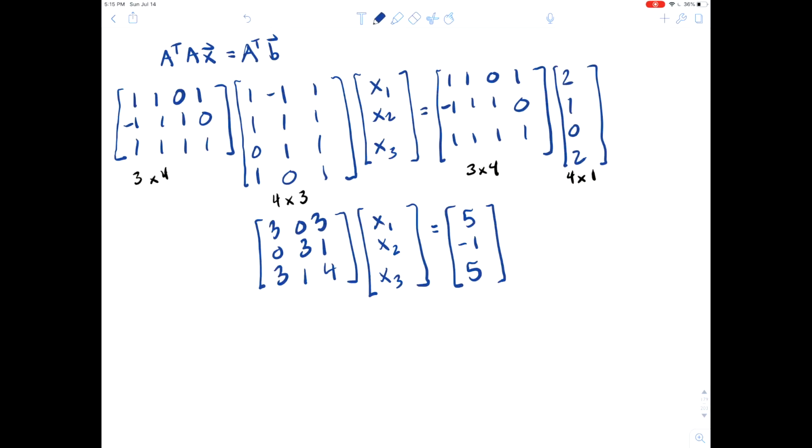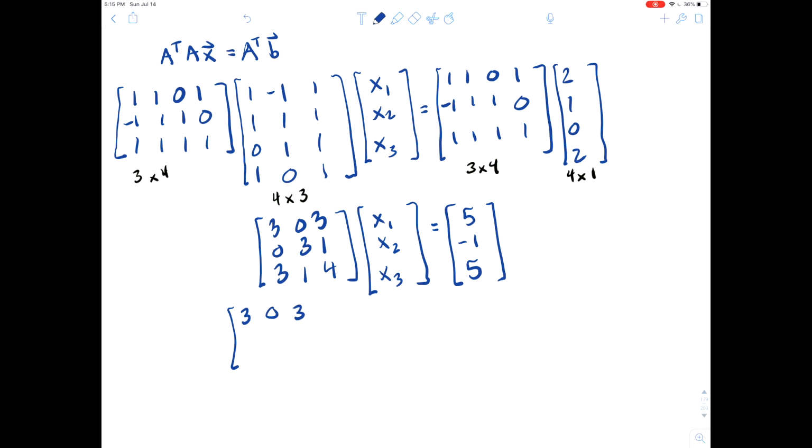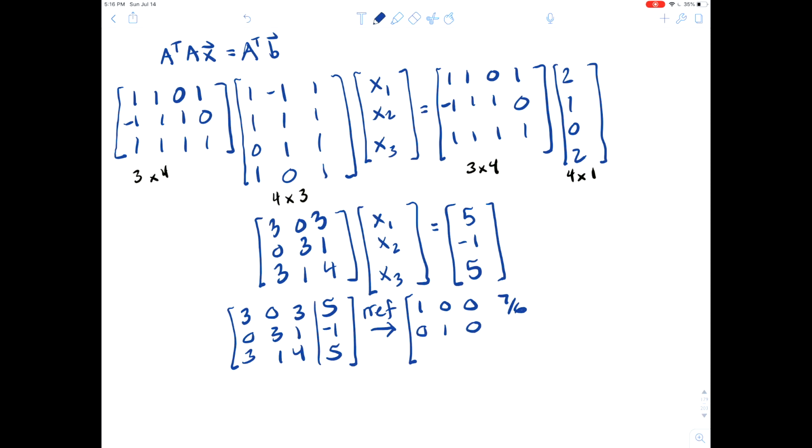So then what do we want to do to solve this? We want to find the RREF, the reduced row echelon form, of the augmented matrix: 3, 0, 3, 5, 0, 3, 1, negative 1, and 3, 1, 4, 5. And that ends up being 1, 0, 0, 7/6, 0, 1, 0, negative a half, and 0, 0, 1, 1 half.